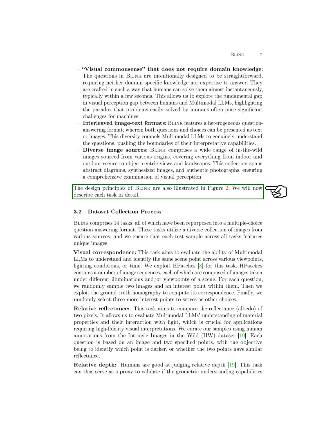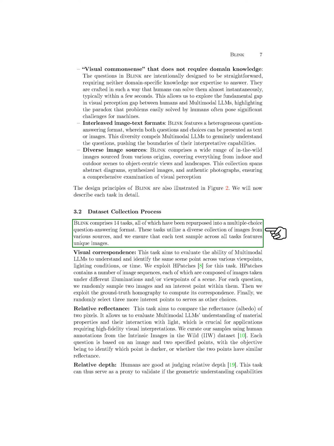Section: Dataset Collection Process. In this section, we present the process of collecting the dataset for Blink. Blink consists of 14 tasks that have been transformed into multiple-choice question-answering formats. These tasks use a wide range of images from different sources, ensuring that each test sample contains unique images.